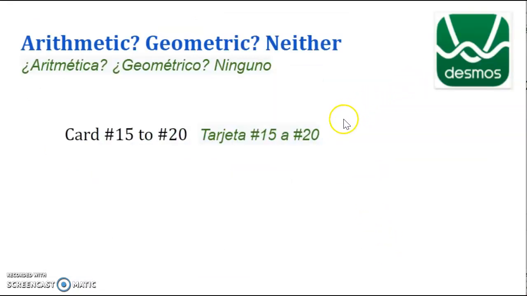Okay, so now you are going to go back to the decimals and you are going to finish the rest of the cards. That's card number 15 all the way to card number 20.